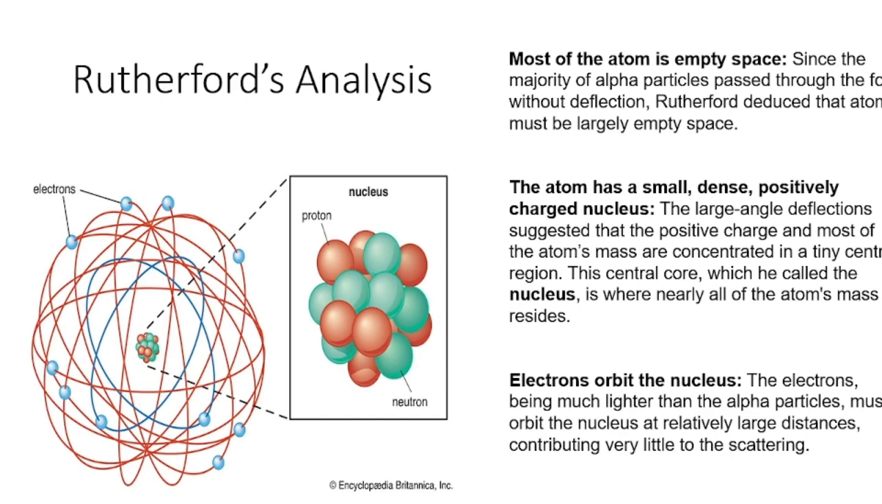And the third analysis that he observed is, the electrons, which are negatively charged particles, don't have much influence on the alpha particles. So therefore these electrons are relatively at a larger distance from the nucleus. So these are the main features of Rutherford's analysis from the alpha particle experiment.